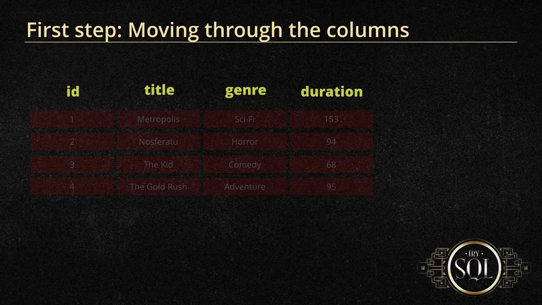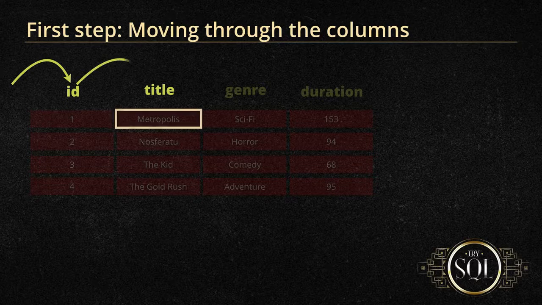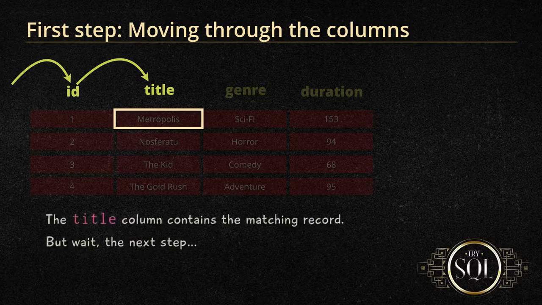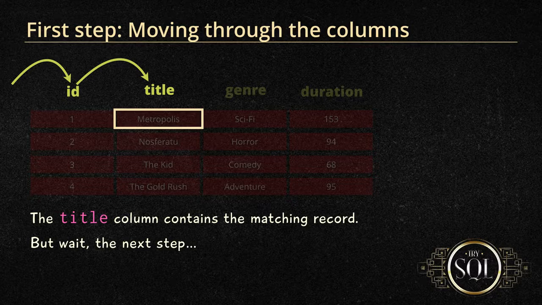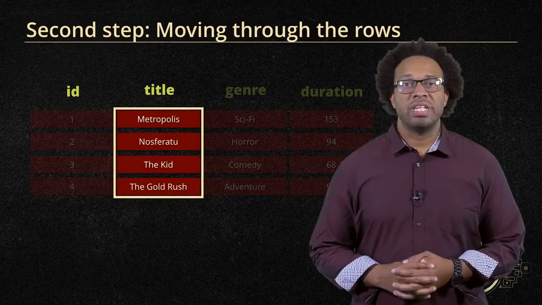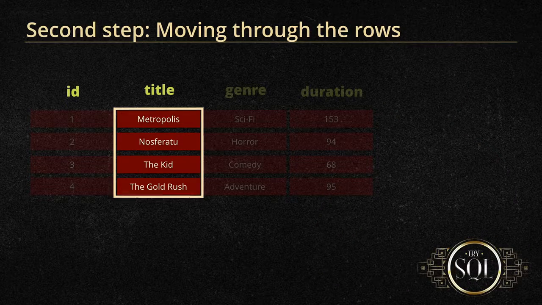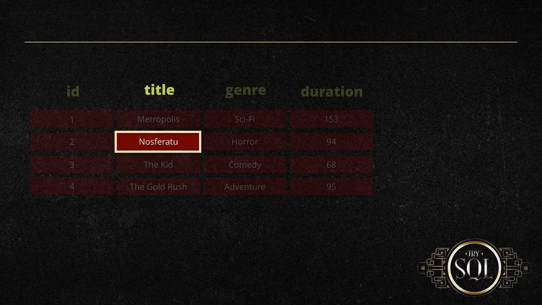To move through a table in a database, we should first look at the columns. We'll start with the ID column. Since there are no matching records here, we move to the right 1 column to find that the matching record is in the title column. Next is to search by row. Let's move through each row in the column of title and find Nosferatu. We find that Nosferatu is in the title column and on the second row.